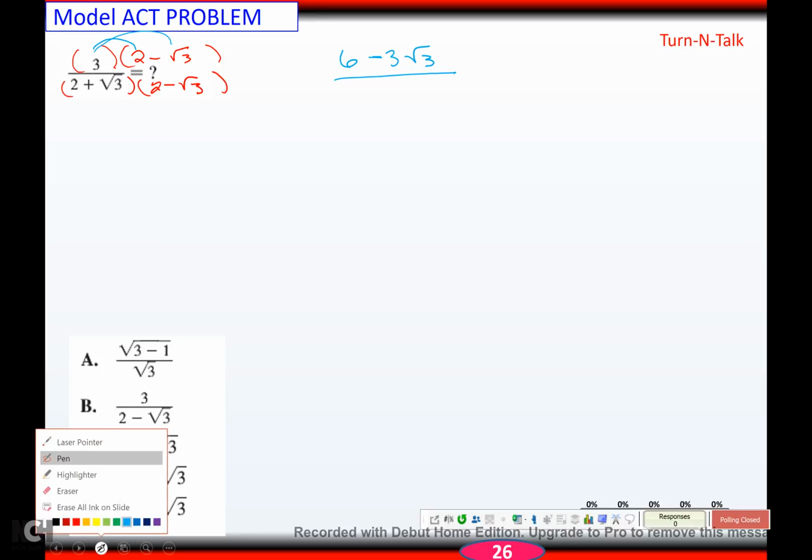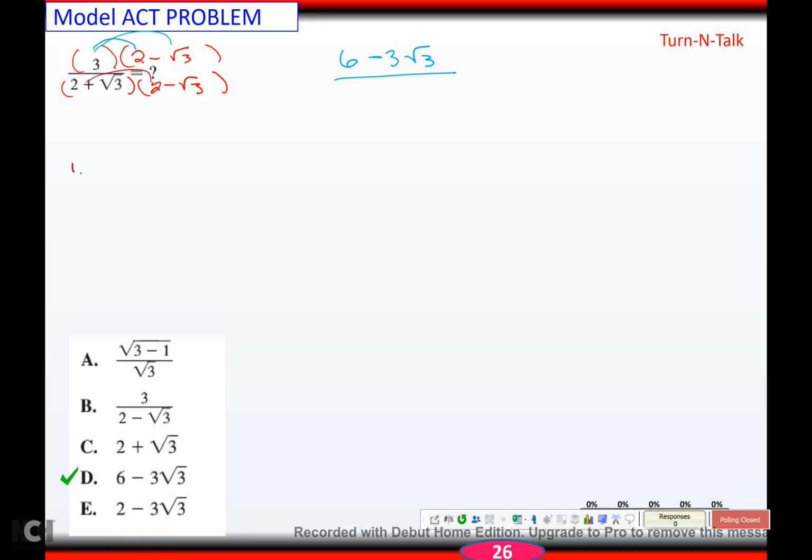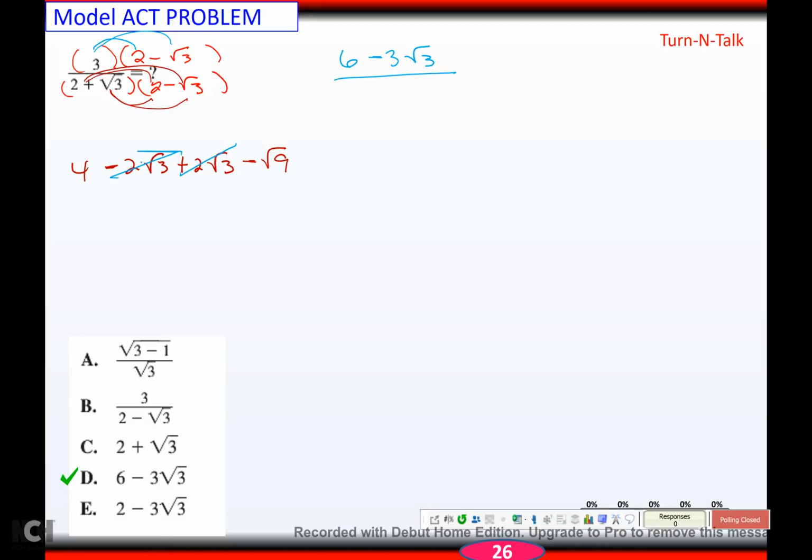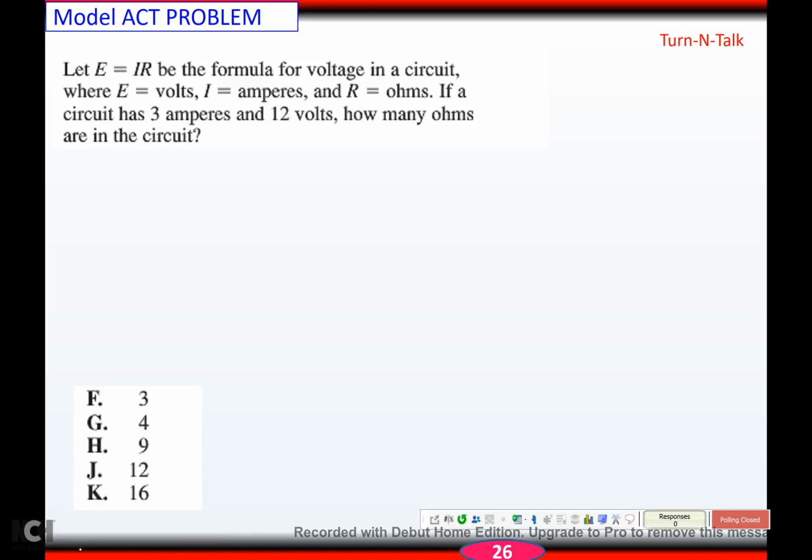On bottom, I have 2 times 2 is 4. 2 times the negative square root of 3 is -2 square roots of 3. Positive square root of 3 times 2 is a +2 square roots of 3. The positive square root of 3 times the negative square root of 3 is a negative square root of 9. Okay, now what happens always with conjugates is the 2 in the middle cancel. Square root of 9 is 3. 4 minus 3 is 1, so my denominator is 1, which gives me 6 minus 3 square roots of 3. Okay? Try this one, hit pause, come back when you're ready.